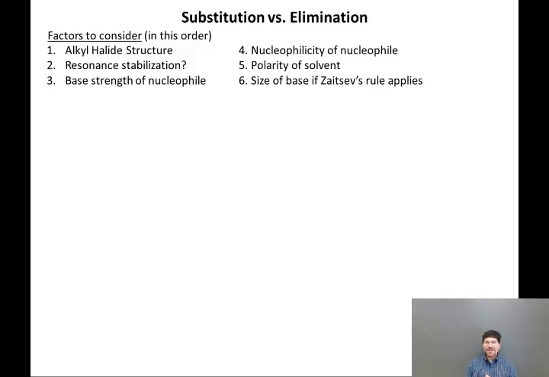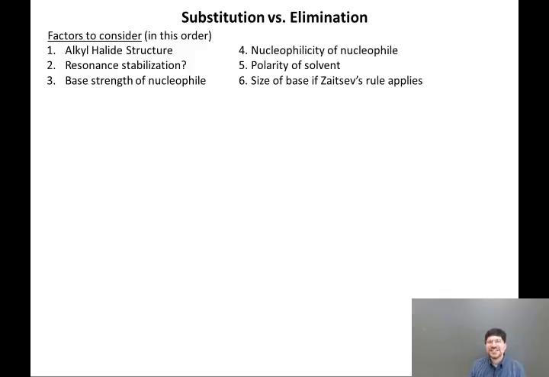Fifth thing you should think about, although it's not going to matter quite as much, is the polarity of the solvent. Remember, SN1 and E1 reactions that go through a carbocation are going to require a very polar solvent. SN2 and E2 reactions do not care so much. And then finally, if you have an unsymmetrical alkyl halide, in which case Zaitsev's rule will apply to elimination products, you have to consider the size of the base. Is it a small base or is it a large base?